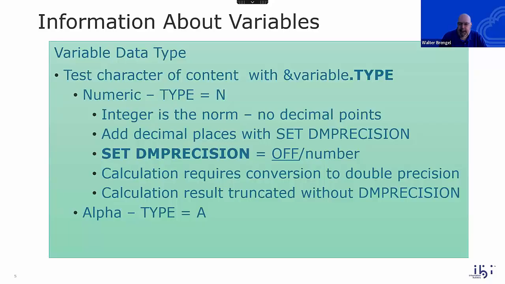If it's an alpha, it's a type A. And strangely, I found this one where undefined is type U. And I started thinking, well, when would that ever happen? It's either a number or it's a character. So don't ask me what an undefined is, because I really don't know. I've never seen that. But it's in the product.